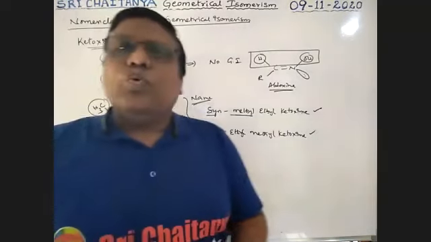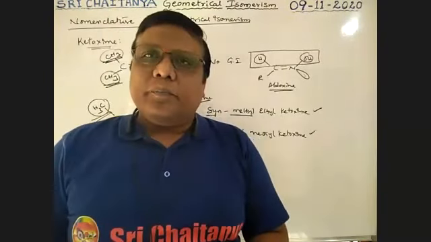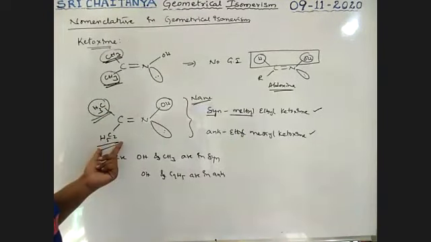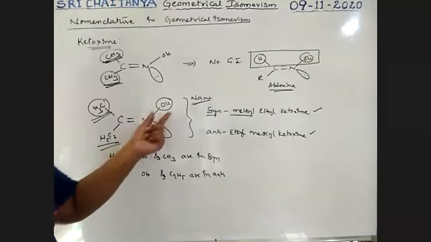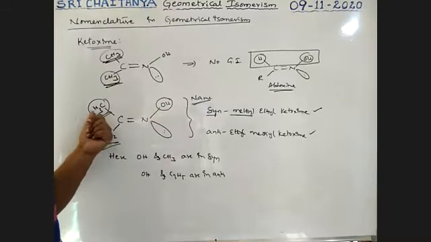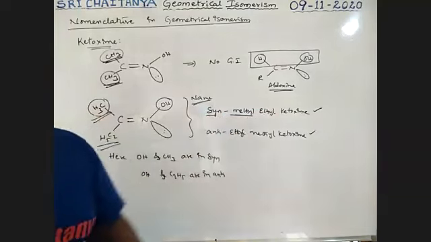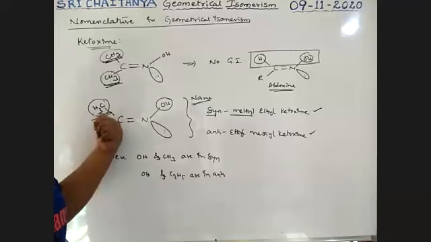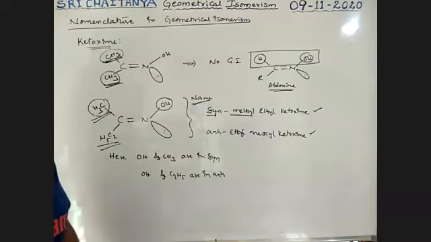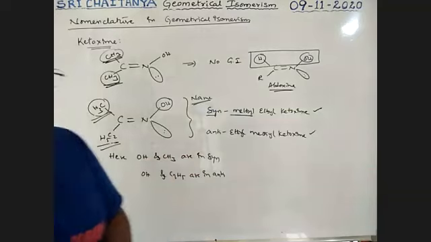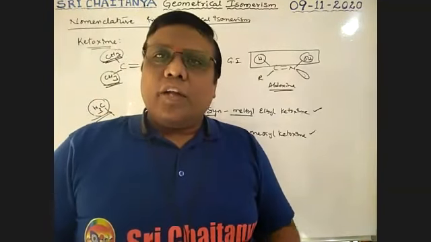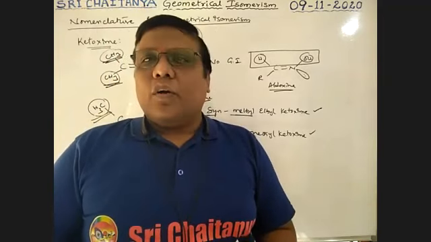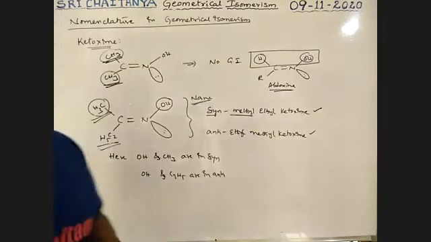In this case, which one is syn and which one is anti? So we should mention the alkyl group. It is syn-methyl, anti-ethyl, with respect to OH. Therefore, syn-methyl ethyl ketoxime, another one is anti-ethyl methyl ketoxime, or anti-methyl ethyl ketoxime. This is the way to write the IUPAC name of oximes, either for aldoximes or ketoximes. Now, what about azo compounds?